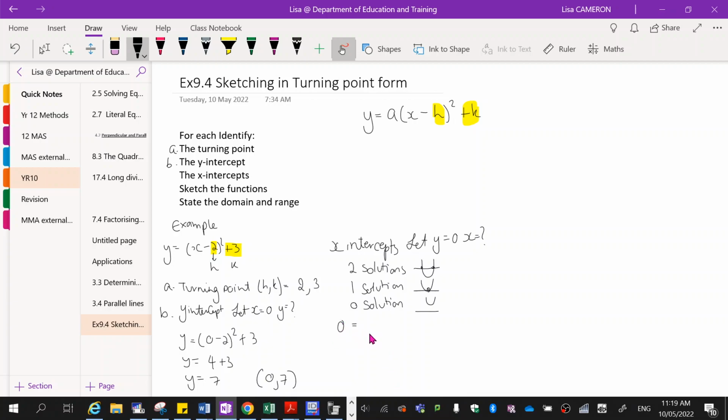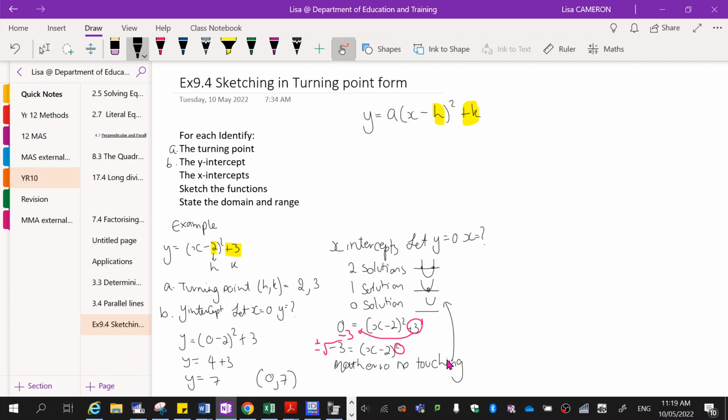So 0 is equal to (x minus 2) squared plus 3. I'm going to take that 3 over first. And when I take that across, it's going to become minus 3. So now I've got negative 3 is equal to (x minus 2) squared. And when I take this squared across, I'm going to get the square root of a negative number. So that means I'm going to have a math error. So it's not going to touch, it's going to look like this option here.